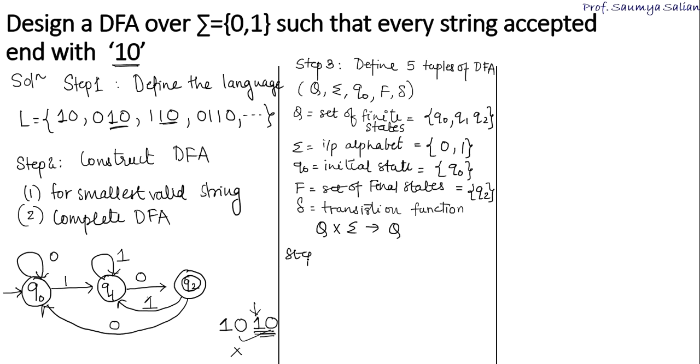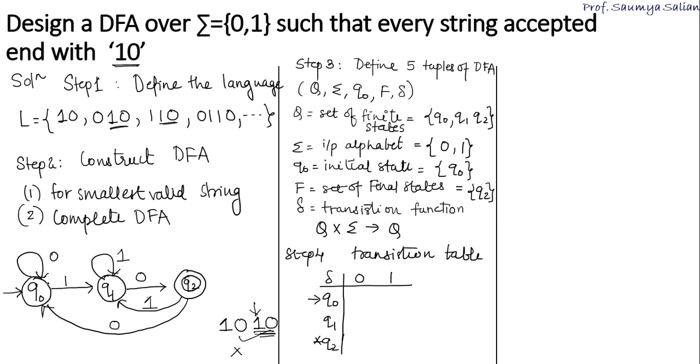Next step, step 4, is the transition table. So construct the transition table. Here we know that we have to mention the input alphabet, that is 0 and 1, and the number of states. Fine. Here this is my initial state Q0 and Q2 is my final state.